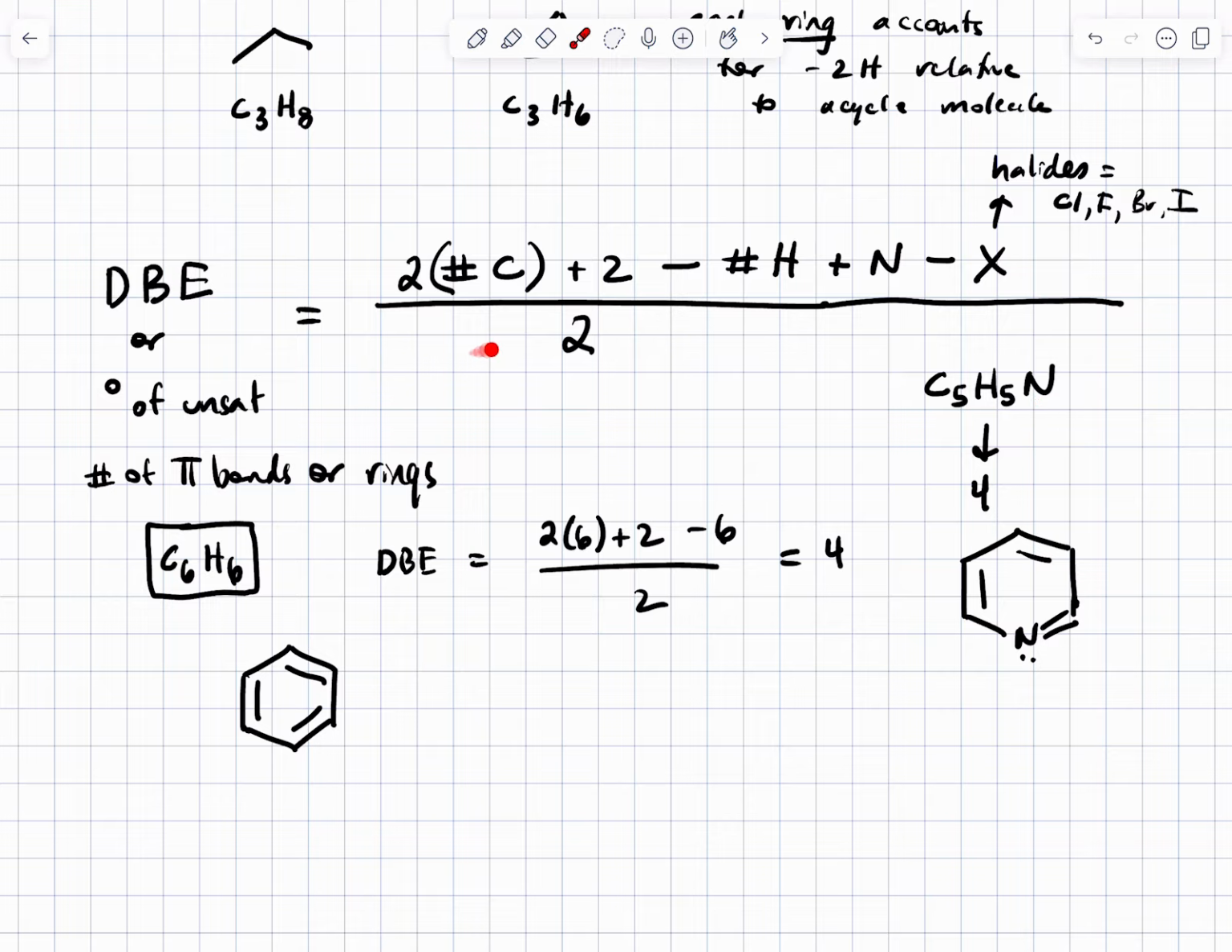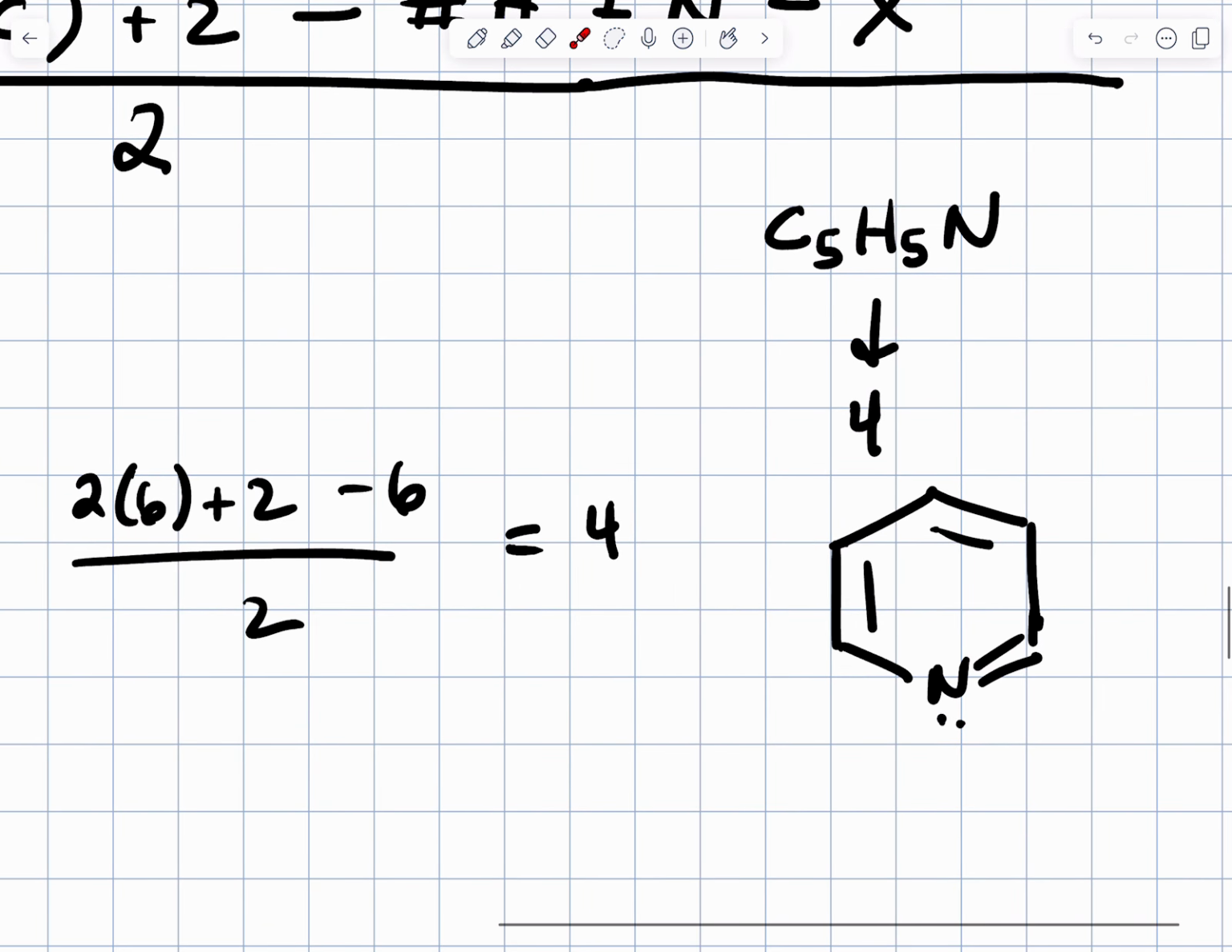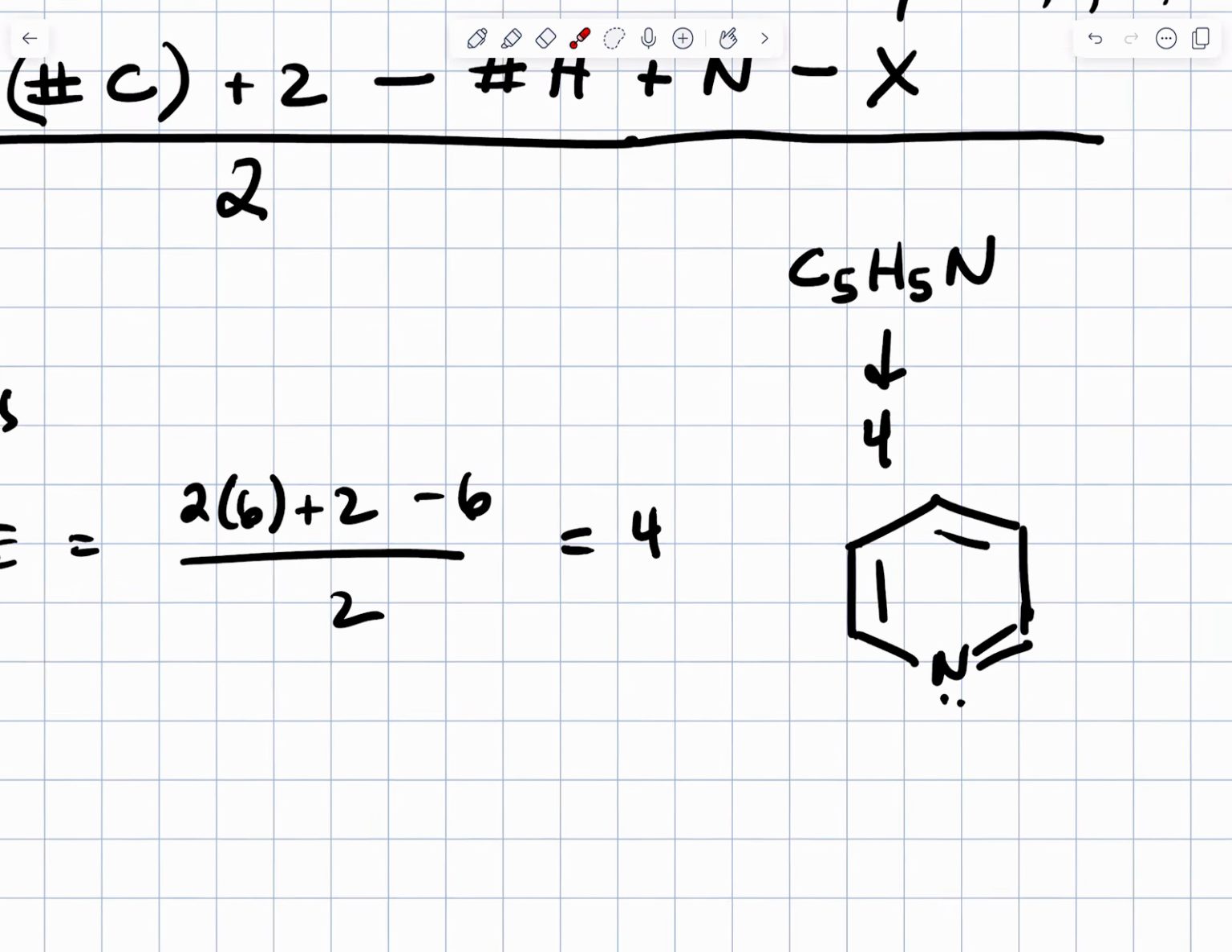By the way, if you do double bond equivalence and you end up with a decimal, like 1.5, you've done it wrong. And probably you forgot to take account of a hydrogen or of a nitrogen or a halide. Okay, and it turns out this is the only way to do C5H5N. 4 double bond equivalents, 3 double bonds in the ring and 1 ring.